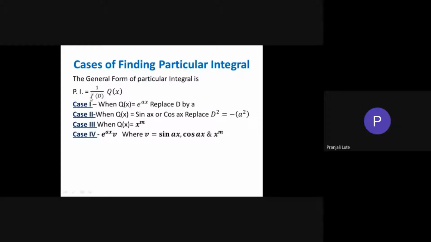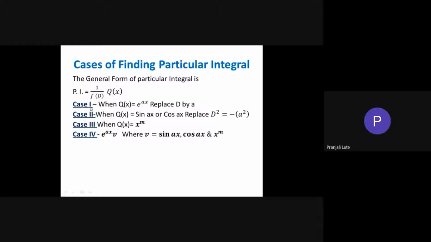1 upon f of D means the equation which is given in the form of capital D, and capital D means d by dx. So 1 upon f of D into the right hand side, and that right hand side is Q of x. Q of x means a function of x. The right hand side is available in terms of x.